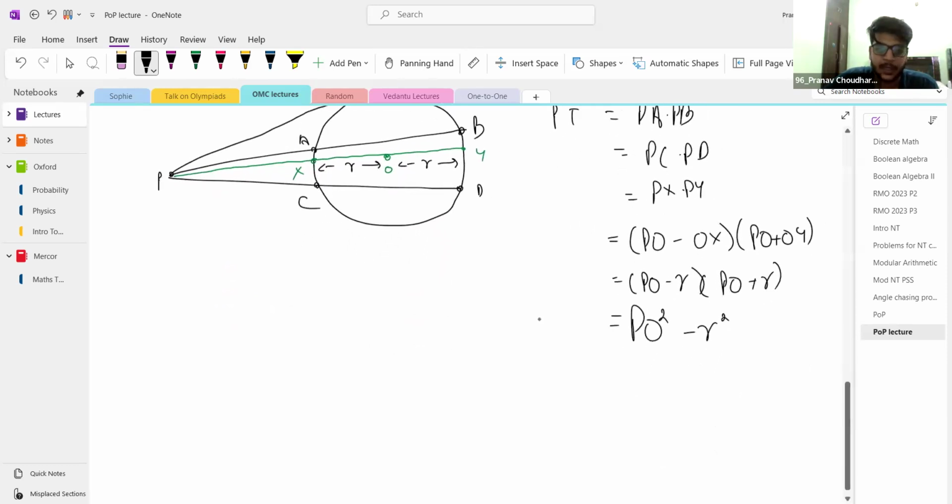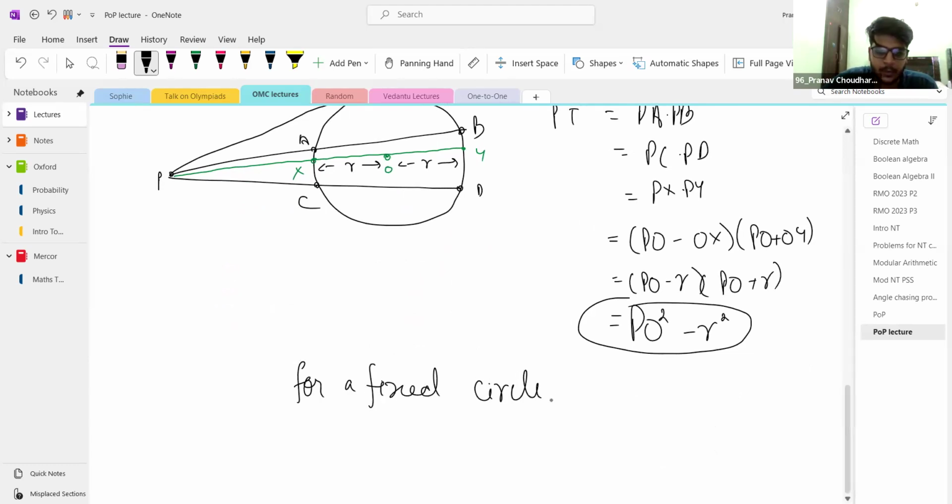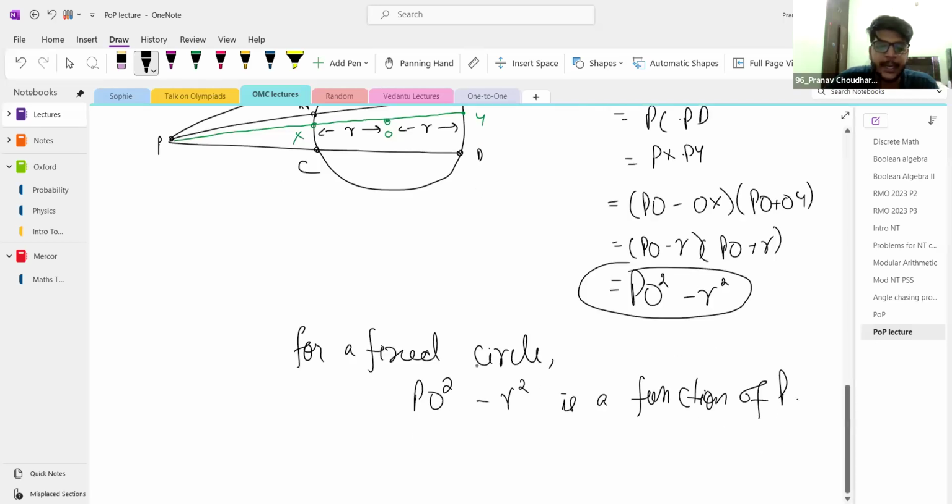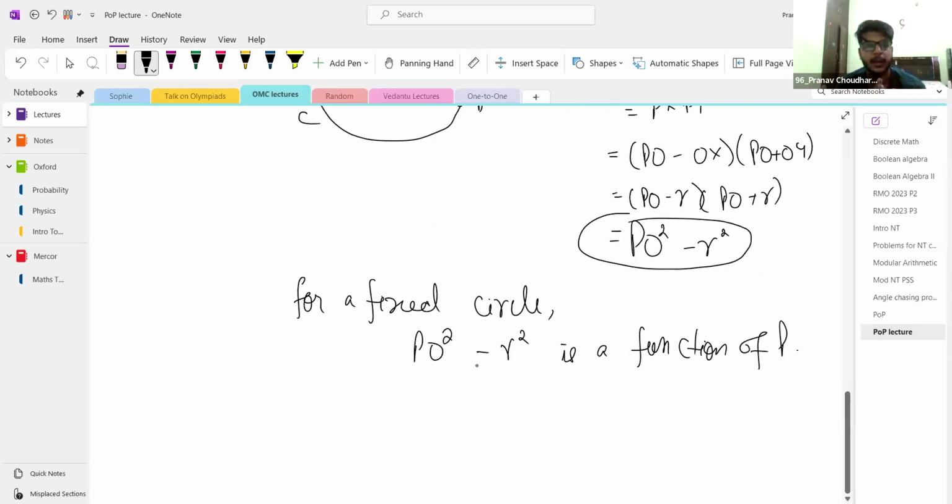So notice that for a fixed circle, Po square minus r square is a function of P. It just depends on P because O and r are fixed, right? So we call this the power of point P. It's nothing else. It's just a function in P.